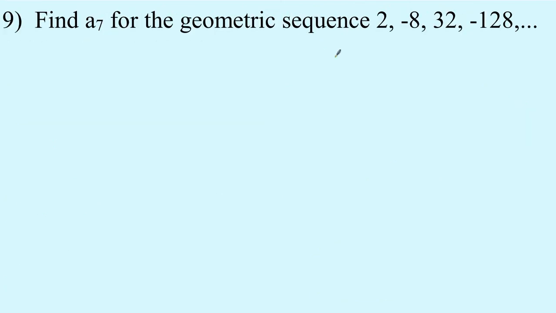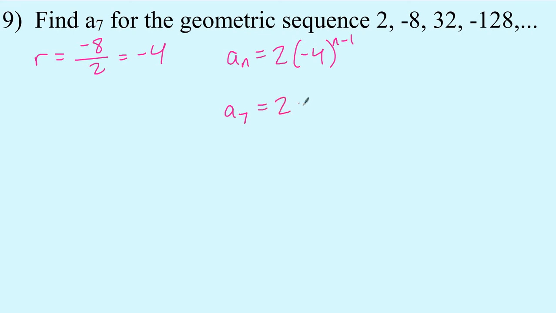Now let's utilize that formula. So now we want to find the 7th term of a geometric sequence. Well, to find the ratio first, you do -8 divided by 2, so we get -4. So our generic formula is nth term equals 2 times -4 to the n minus 1. And we want to find a sub 7, so the 7th term is 2 times -4 to the 7 minus 1.